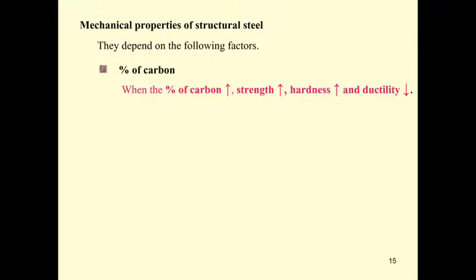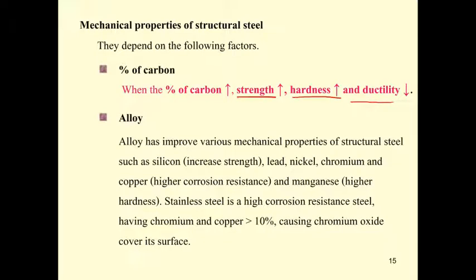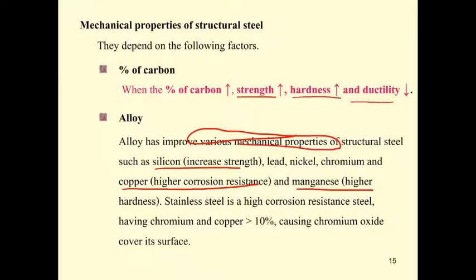So in short, when you put the carbon into the steel, the strength goes up, hardness goes up, ductility goes down. When you put alloy in it, it is going to improve some required mechanical property. If you put silicon, you increase the strength. If you put copper, you get higher corrosion resistance. If you put manganese into it, you improve its hardness. So mostly the property of alloy steel is based on what additive you put in it.